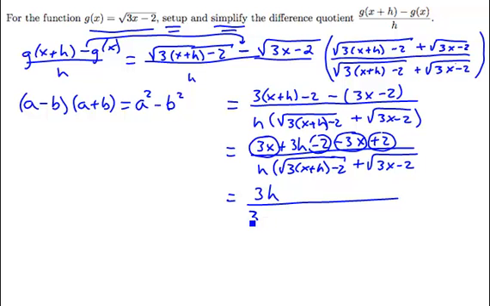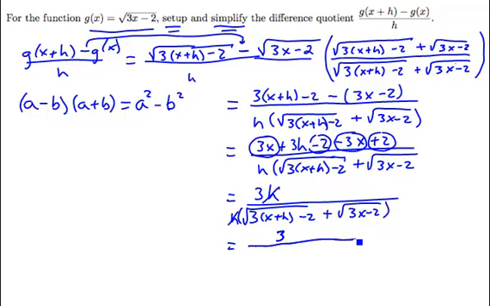In the denominator, I've got my h, I've got my square root of 3(x plus h) minus 2, and I've got the square root of 3x minus 2. This h now can cancel that h. I'm assuming h here is not exactly equal to 0. And that leaves me with the simplified form that I was looking for.